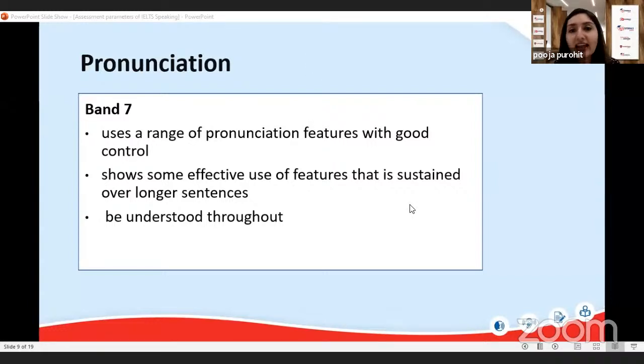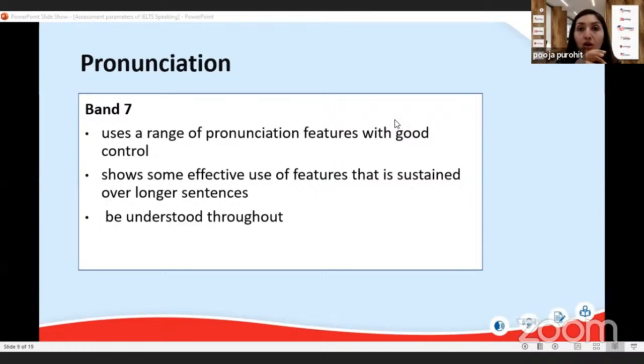You can speak in any accent. Could be Indian, American, British, German, Italian. कोई से भी accent में आप बात कर सकते हैं. What you have to work on is your pronunciation, कि आप जो बोलते हैं, that has to be easily understandable by the examiner. उसमें problem नहीं होनी चाहिए.